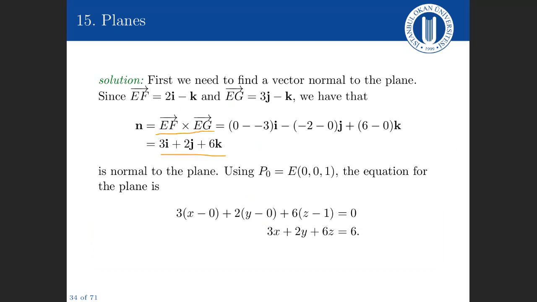When you have time to read the lecture notes or rewatch these videos, you can check this calculation and check that N is 3i plus 2j plus 6k. So then straight away, we know that the final answer will be 3x plus 2y plus 6z is equal to something. To find the something, we use a point on the plane. I'm going to use the point 0, 0, 1. Put this into the equation, 0, 0, and 1. And we find that the something is going to be equal to 6.